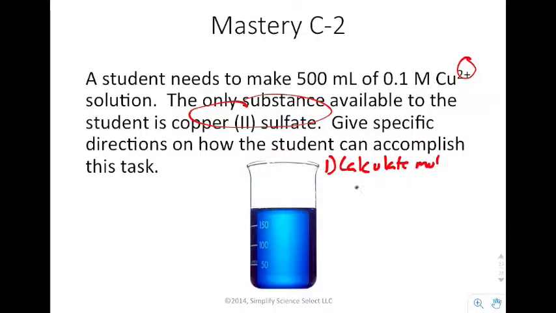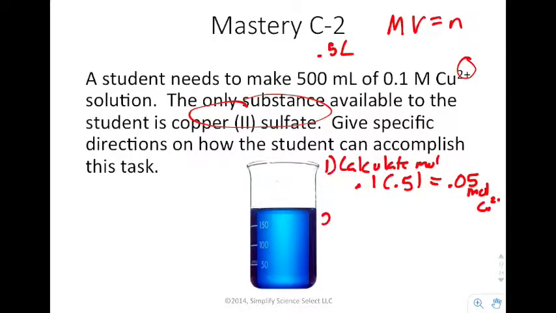They would say 0.1 times 0.5. The reason why is 500 mils is 0.5 liters. The molarity times the volume would equal the number of moles. So at this point, I would get 0.05 moles of copper.